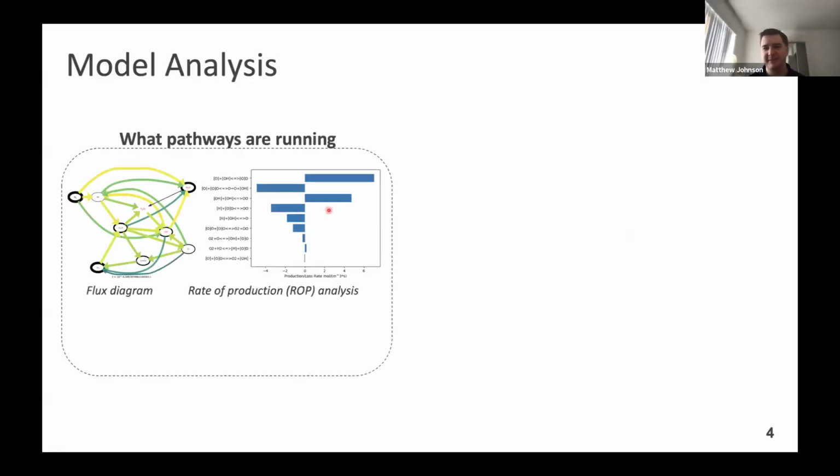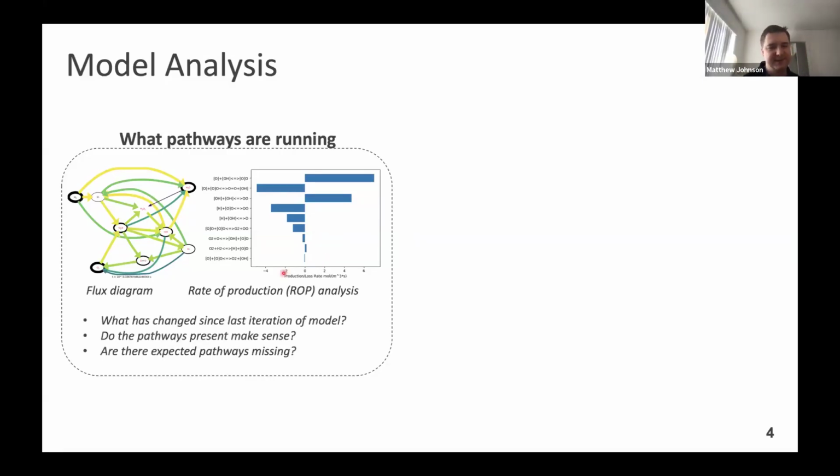So one major part of model analysis is understanding what's happening instantaneously in the mechanism. And you get this from flux diagrams and rate of production analysis. This tells you broadly where flux is going within the system, what pathways are dominating, where mass is moving. And the rate of production tells you what's producing and destroying any given species. This also helps you look at what's changed between iterations of the model.